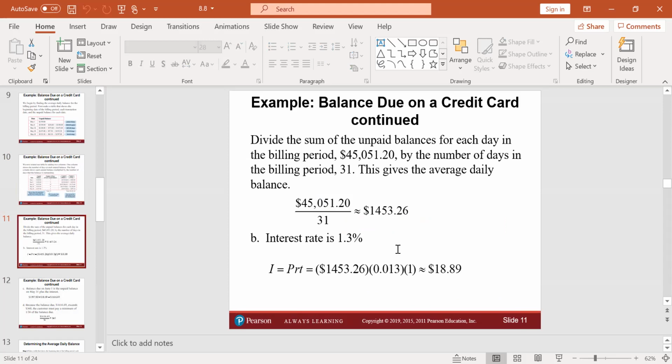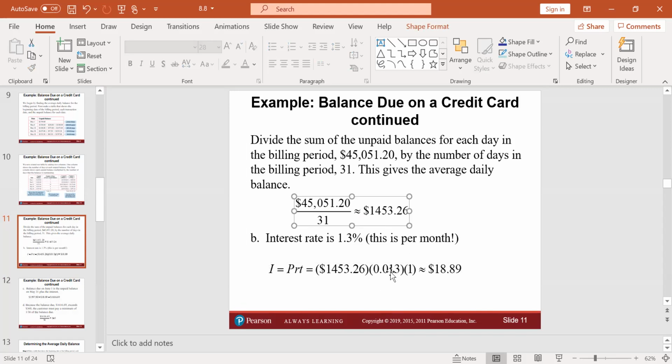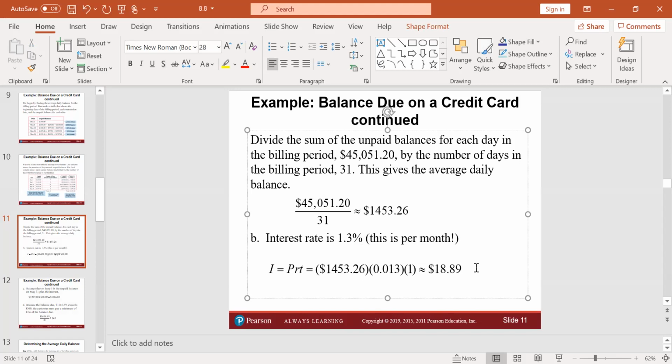Finally, the interest rate that they're going to charge is 1.3% interest per month. This is per month. If we multiply that by 12, then that's a credit card that has a 15.6% APR. But anyways, we take 1.3% of the average daily balance times the 1 month here. And so for that month, we owe $18.89 in interest, and they're going to tack that on.